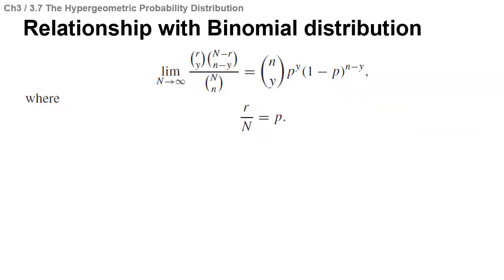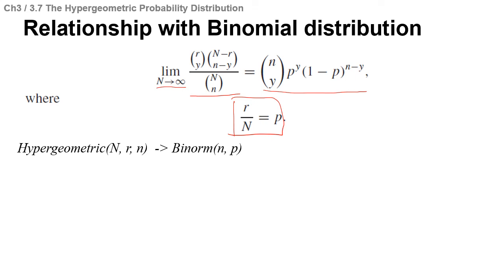For the relationship between the binomial distribution and the hypergeometric distribution, this is very interesting. This is the hypergeometric distribution, and if N goes to infinity with this condition holding, then it converges to the binomial distribution. We will also skip the proof of this, but we can intuitively understand the situation. So the hypergeometric distribution with N, r, n converges to the binomial distribution with n, p.